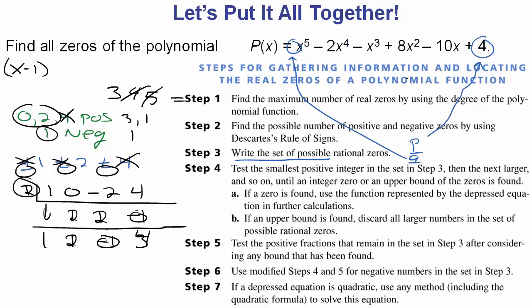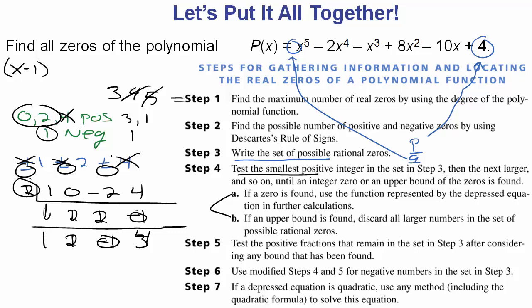And then from there, we write out the set of all possible rationals, which I already did. Plus and minus 1, 2, and 4. Because remember, that comes from p over q. And then you just try them. You try 1, you try 2, you try 4. Whatever doesn't work, you get rid of them. Then you can test for upper and lower bounds using these rules, and then eliminate your choices.